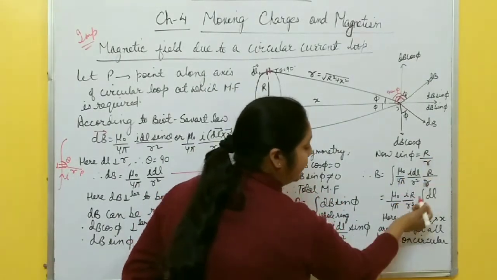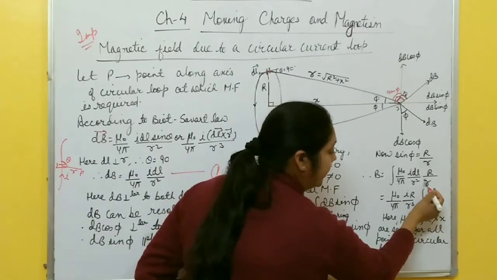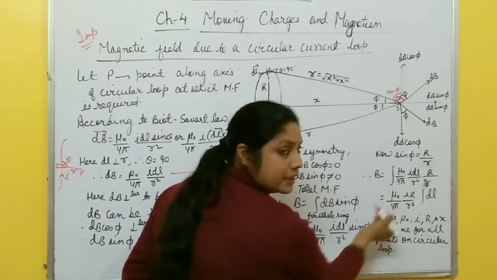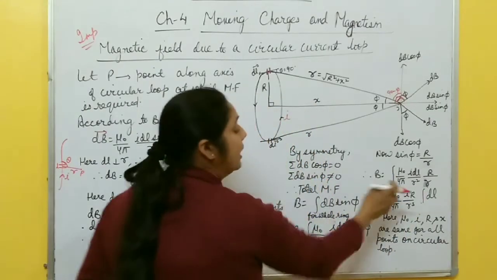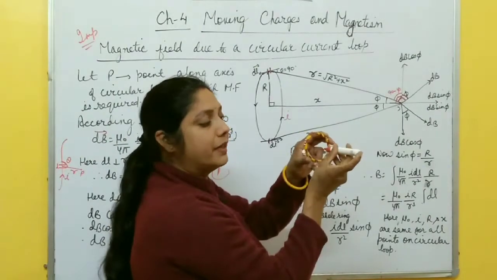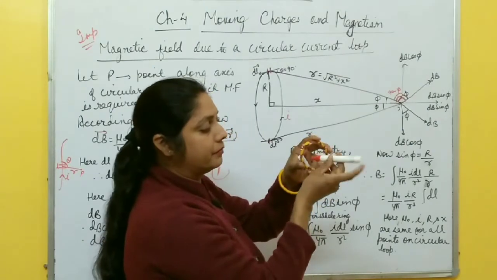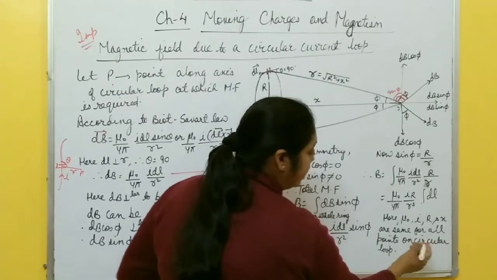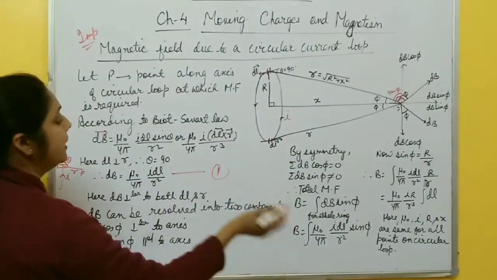So you put this value here, you get mu naught by 4 pi, I R by r cube, integration of dl. Why have I taken all these terms outside? Because all these are constant. Mu naught by 4 pi is constant, I is also constant, R is constant, and the distance to the point where the magnetic field is to be determined is the same from all the points on this loop, right? This is the same for this circular loop. So small r is also constant here. That's why only integration of dl is left. Now what is the integration of dl?